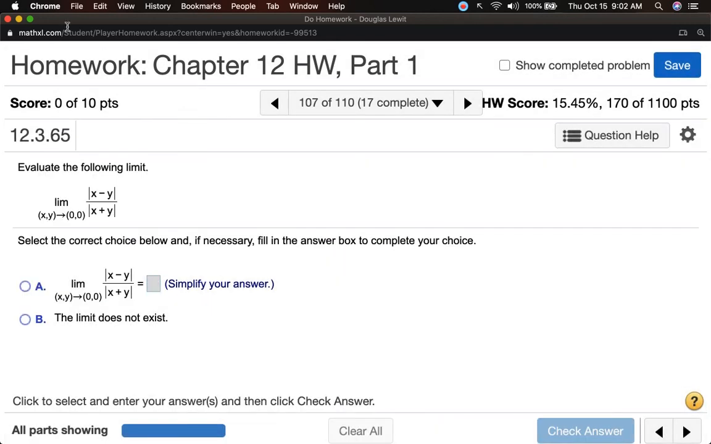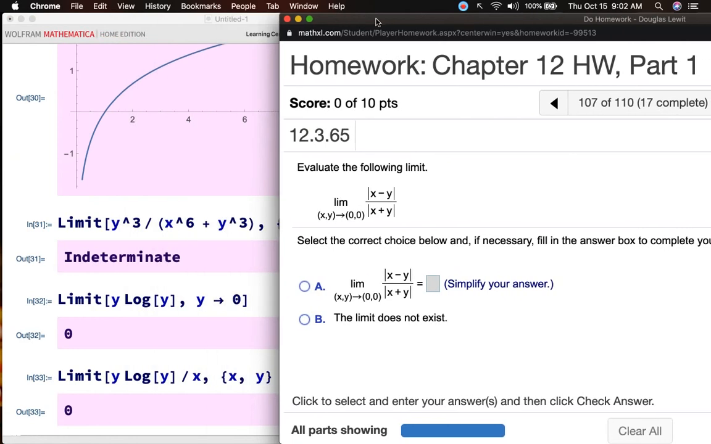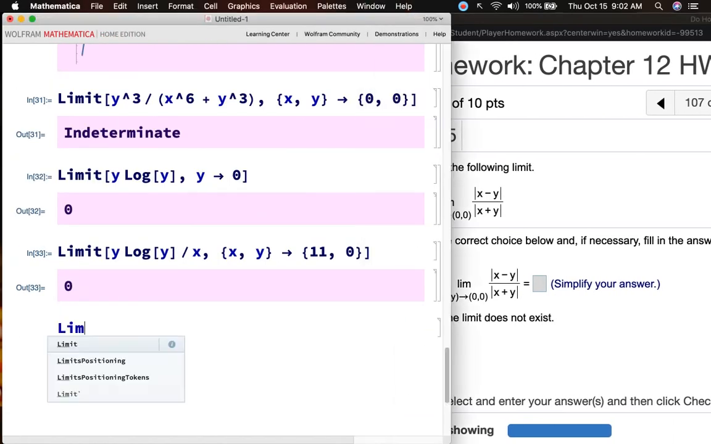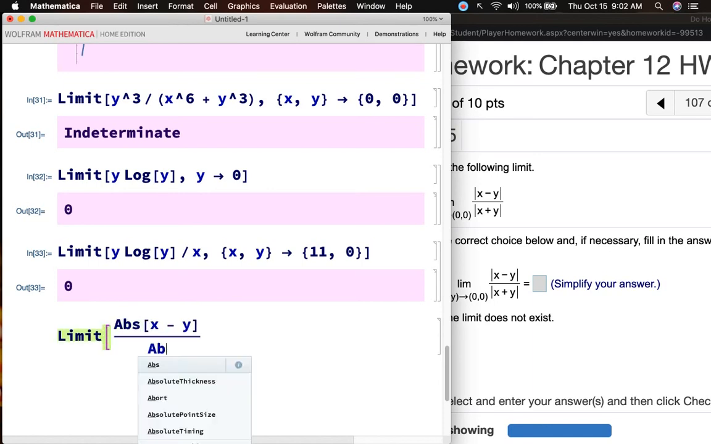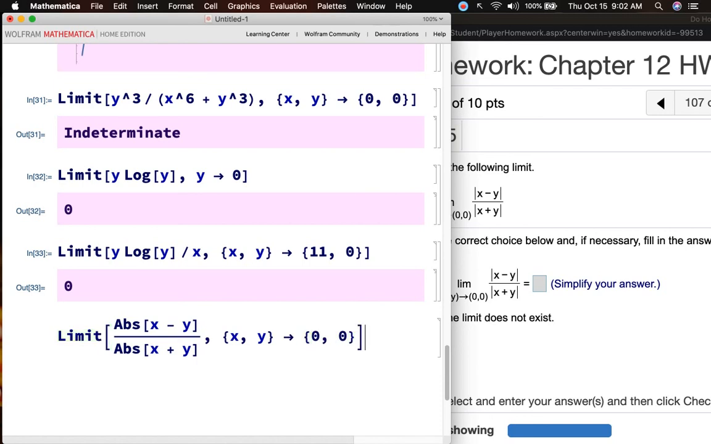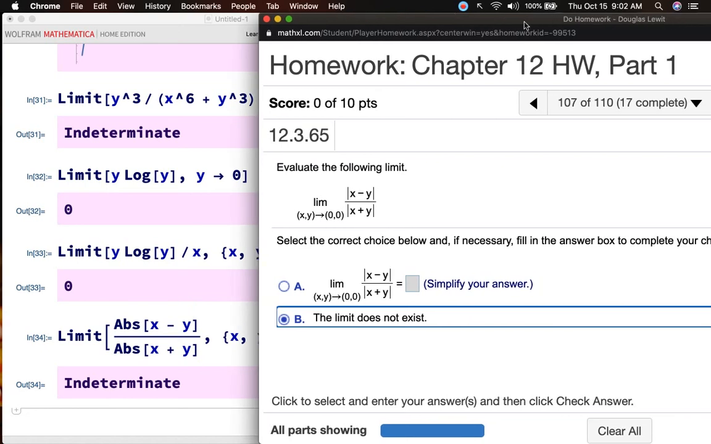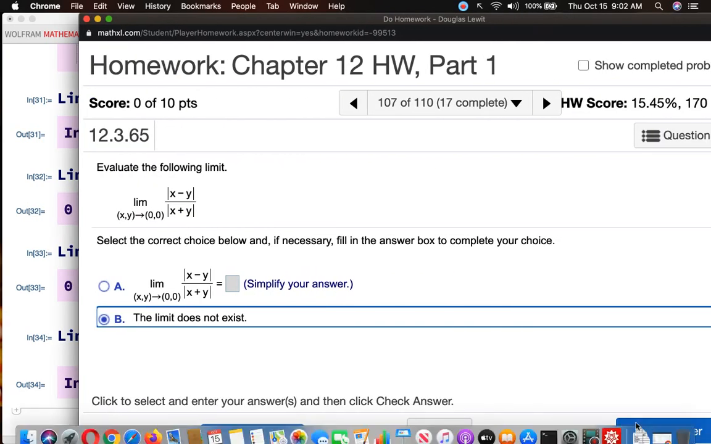Okay, we're almost done. We are almost done. So here we have the limit of the absolute value of x minus y divided by the absolute value of x plus y, as x, y goes to 0, 0. Indeterminate, which means the limit does not exist. Okay, 1 second. The limit does not exist.